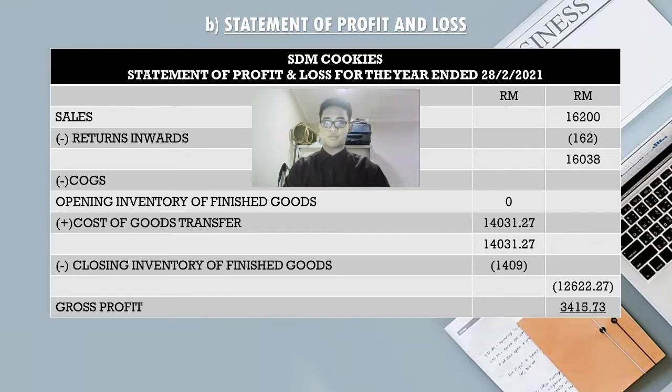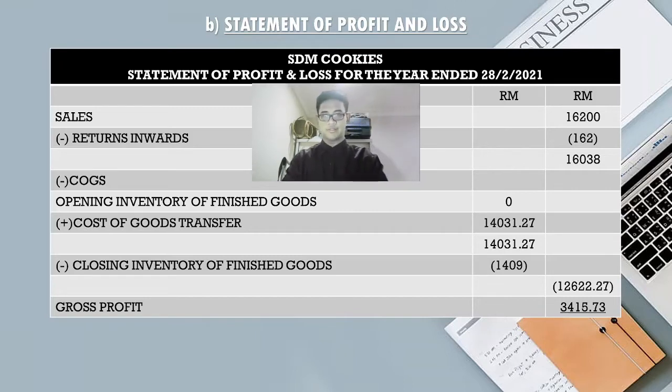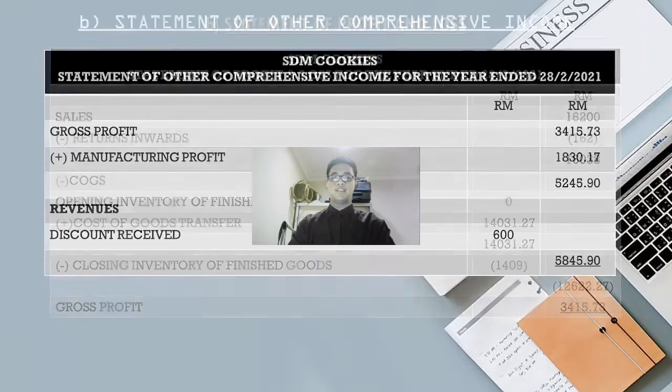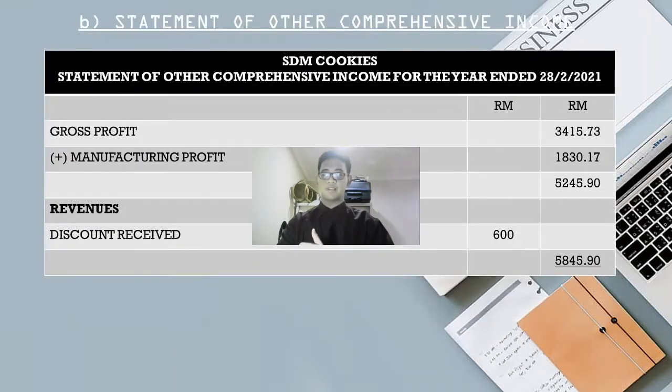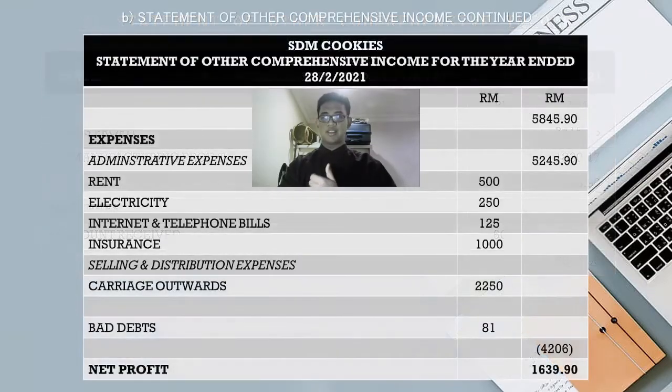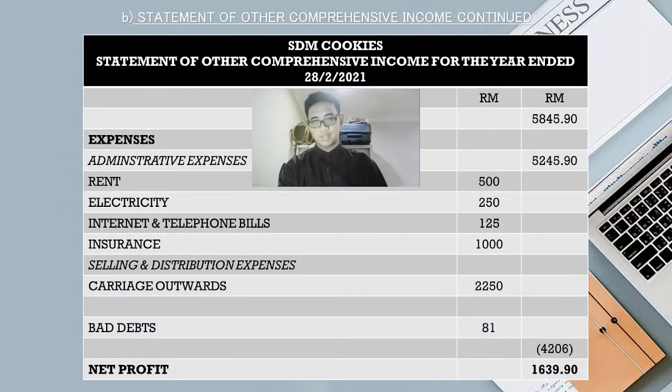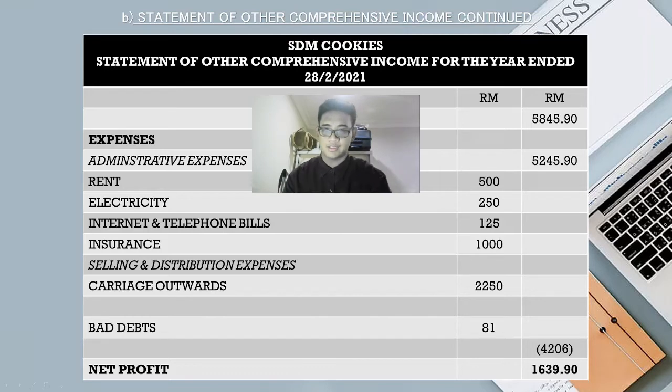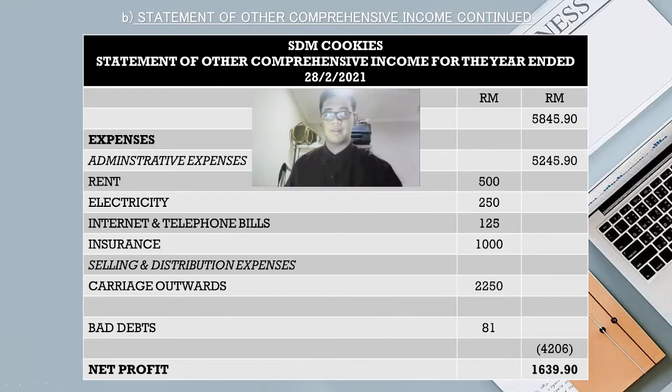Adding the manufacturing profit and the revenue of a discount received will equal 5,845 ringgit and 90 cents. Minusing the administrative expenses of rent, electricity, internet and telephone bills, and insurance, the selling and distribution expense of carriage outwards, as well as some bad debts, our total expenses will equal 4,206. Minusing that from our previous gross profit will give us a net profit of 1,639 ringgit and 90 cents. Finally, we will move on to the statement of financial position.